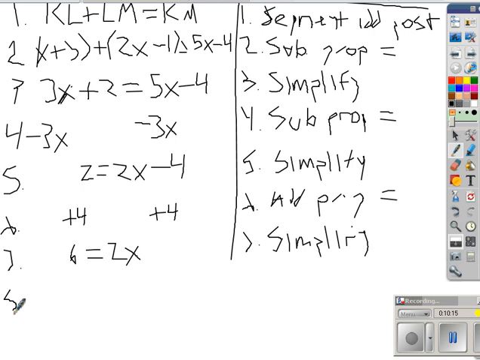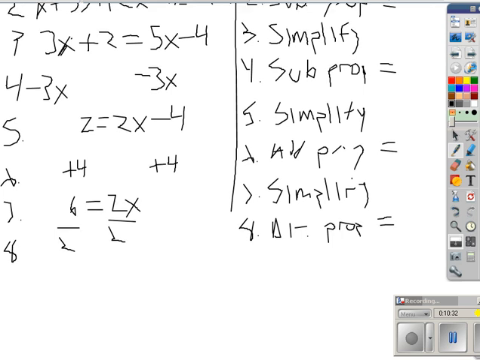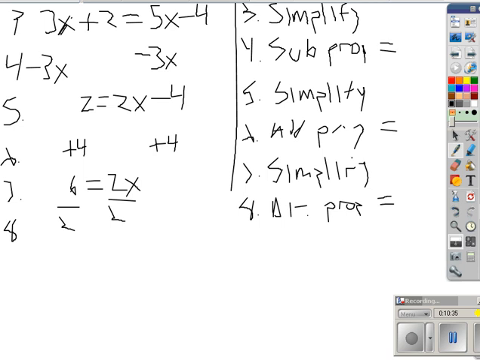And next step, almost done here. I'm going to divide both sides by 2. That's going to be the division property of equality. And the 9th and final step of this problem. 6 divided by 2 is going to give me 3. And 2 divided by 2 is going to give me 1x left over. So 3 ends up equaling x. And that was simplifying.